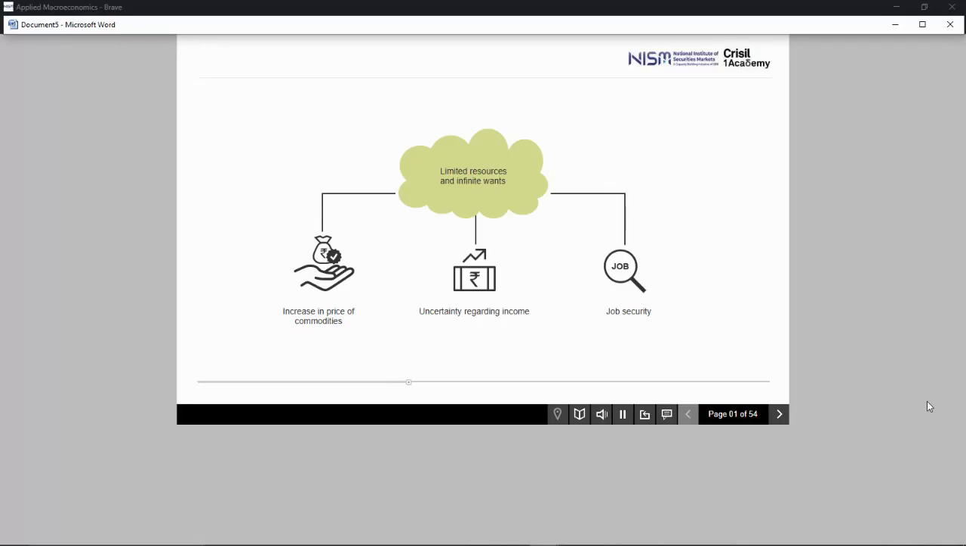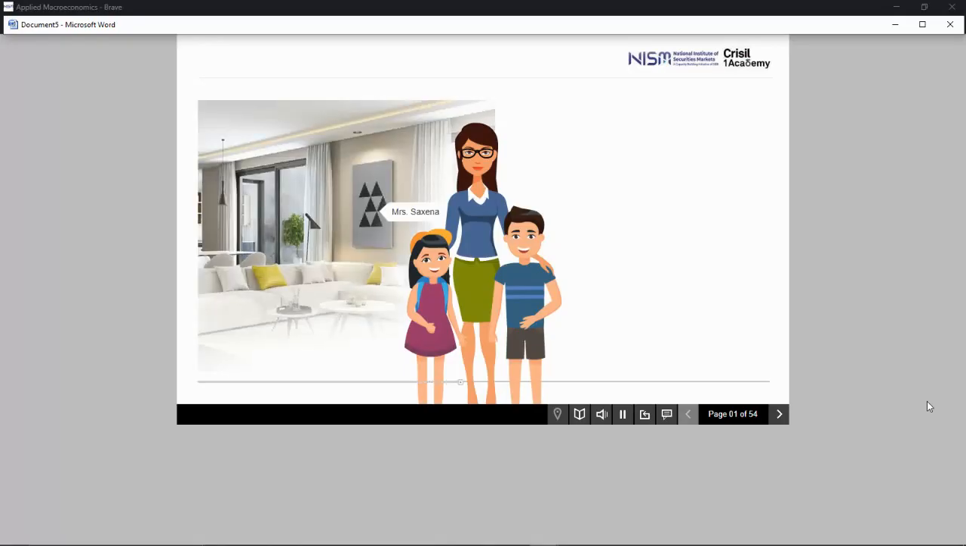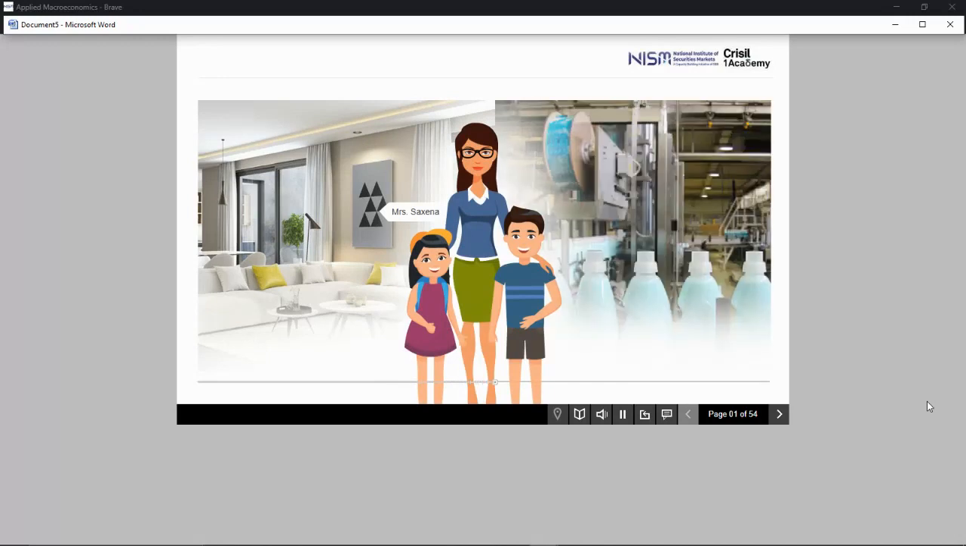How does it work? Let's look at Mrs. Saxena's household, where she lives with her two children. Mrs. Saxena is the CEO of a detergent manufacturing company. Macroeconomics is not concerned with how much Mrs. Saxena's household spends monthly on sugar or flour, or how many kilos of detergent her company produces annually. Analyzing individual consumption and production is impossible with so many moving parts to look at simultaneously.